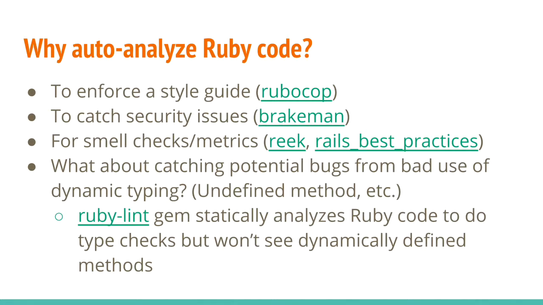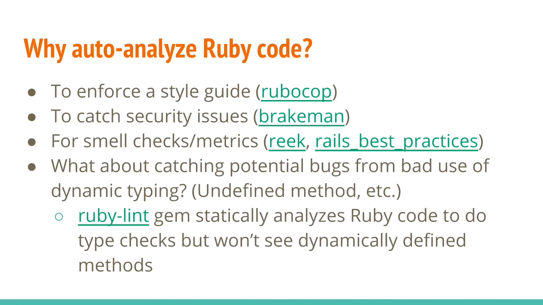And similarly, there are gems to do things like checking for code smells or giving yourself code metrics. And then there's services like Code Climate that wrap a number of these gems together. And I really do recommend these types of code analysis gems, perhaps using a service like Code Climate or using the gems directly. But tonight, the focus of my talk is going to be on using Ruby analysis to catch things that are the result of dynamic typing gone wrong.